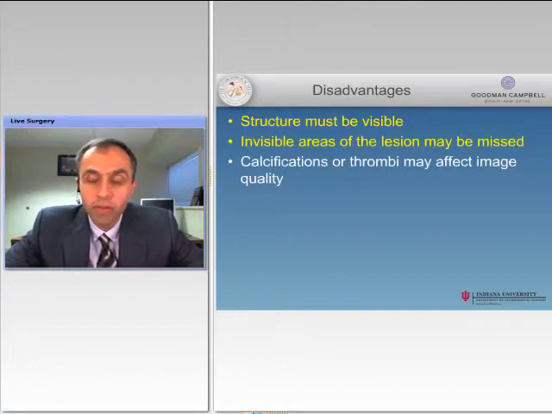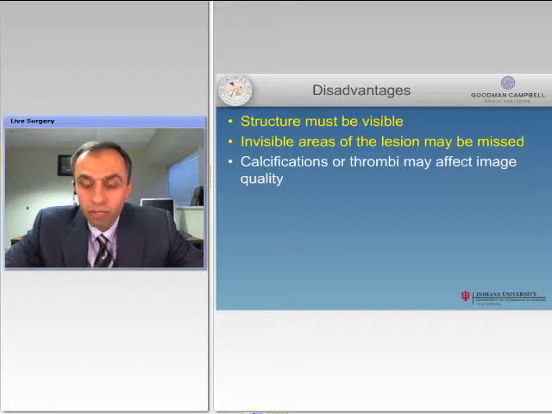What are the disadvantages of ICG? The structure has to be visible in order for us to assess its patency or its compromise through the intraoperative ICG angiogram. Sometimes not all of the aneurysm may be visible through the microscope, and that can compromise the degree of assessment through the ICG. And more importantly, calcifications or thrombi may not allow the camera to see through the vessels and see the dye, and therefore that can be a problem and can mistakenly lead the surgeon to believe that the flow is compromised.